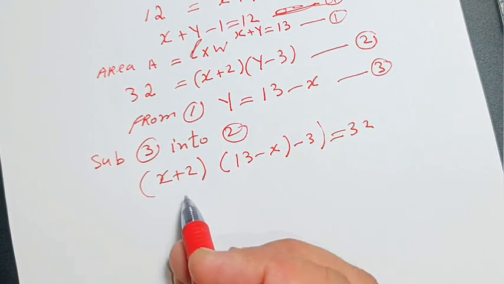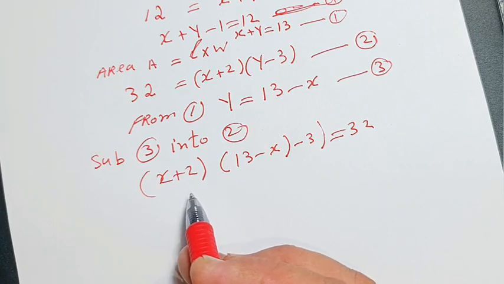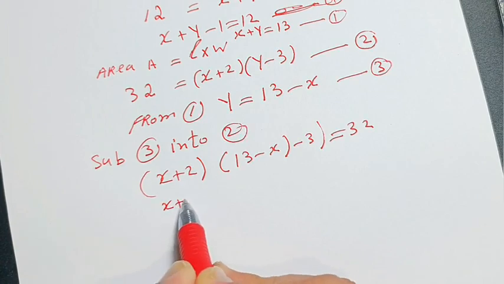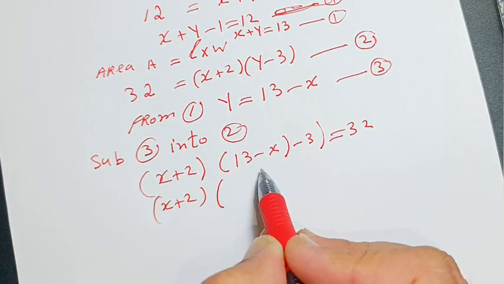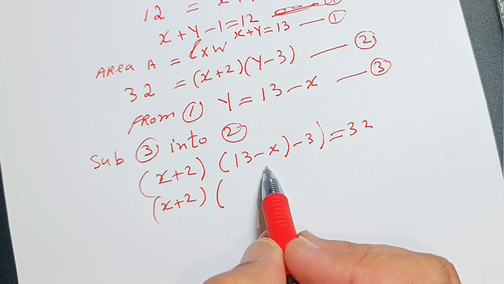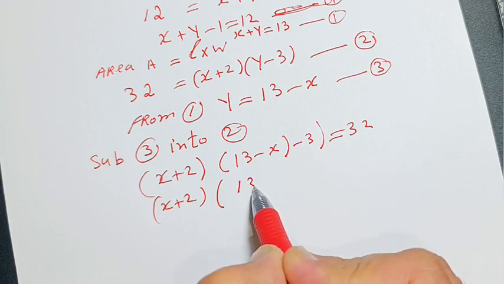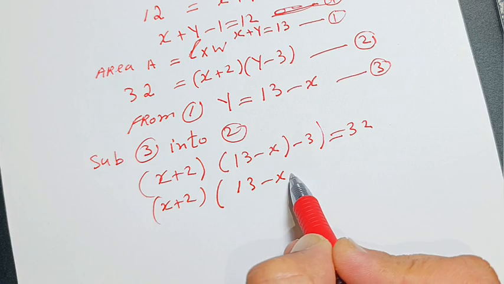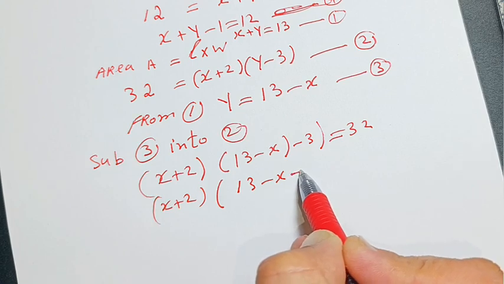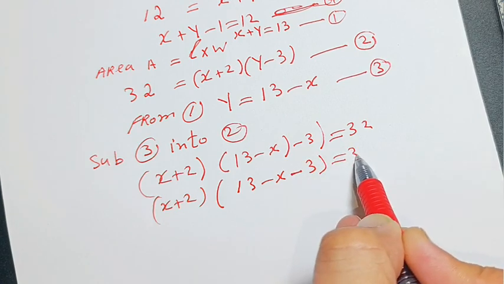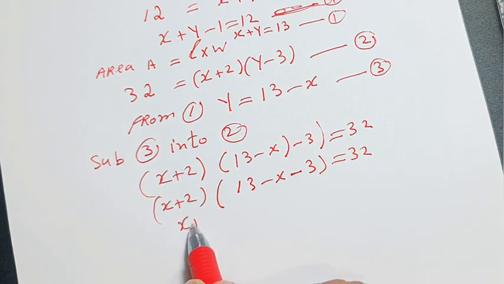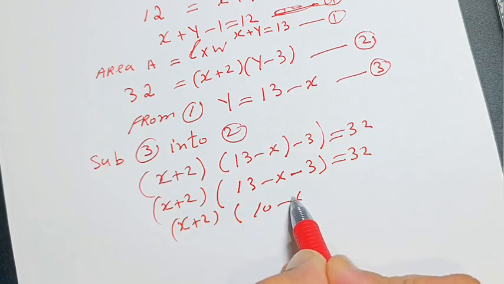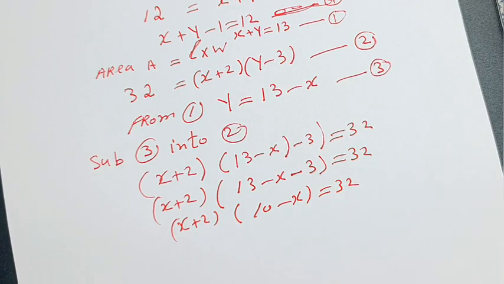So this becomes x plus 2 and 13 minus x minus 3 is equal to 32. So the x plus 2 becomes 10 minus x is equal to 32.